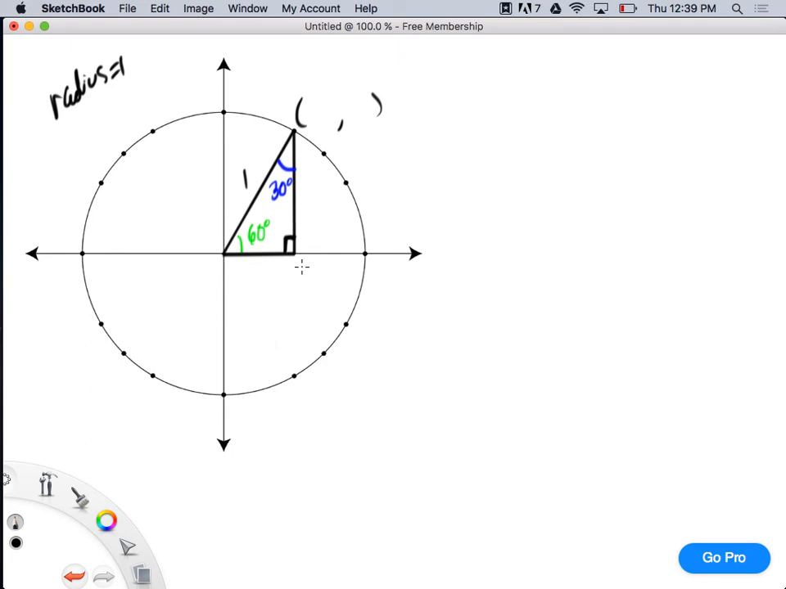Makes sense? Okay, did you guys figure it out yet? Yeah. Okay, so what's the shorter leg equal to? 0.5. And what's the longer leg? 0.866. Good, so what's the x coordinate? 0.5. And the y coordinate? 0.866. Bam! We got it. That's what I'm talking about.